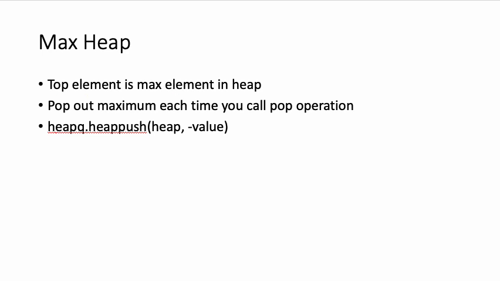For a max heap, it's a bit different. If you pop out an element, you pop out the biggest element in the heap. To push an element to a max heap, you pass in the heap data structure and the negated value, so you just pass in the opposite sign. Then when you pop out this value, you negate it again to get the actual value that you pushed into the heap.